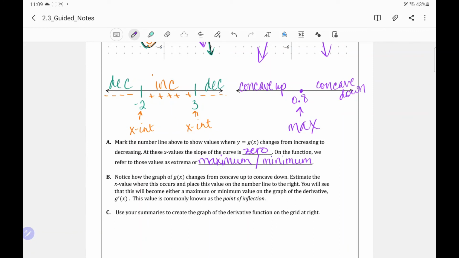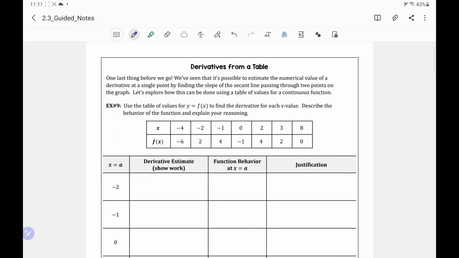Notice how the graph changes from concave up to down or down to up. That's your point of inflection, okay? And use your summaries to create the graph. That's what we did. So we did it before we read the directions. And there is one more page.